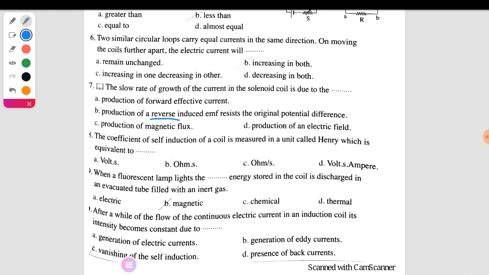The coefficient of self-induction in a coil is measured by a unit called Henry. Henry, H, equals ohm second. When a fluorescent lamp lights, magnetic energy stored in the coil is discharged in the evacuated tube filled with an inert gas.